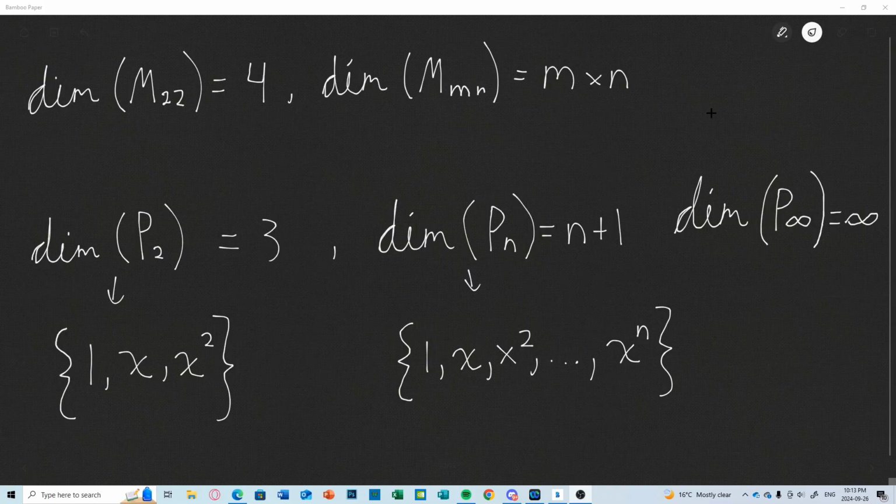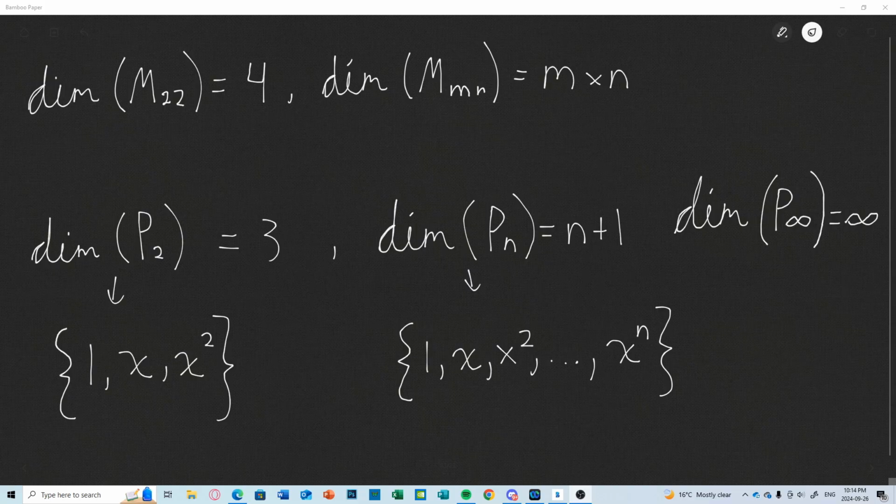Alright, now next up we have the dimensions of matrices and of P2 all the way up to P infinity. When you're finding the dimension of a matrix, we take our values for the columns and rows and multiply them together, and that gives us our dimension. So for example, if we have a 2 by 2 matrix, our dimension will be 4. If our matrix is m by n, then our dimension is going to be m times n.